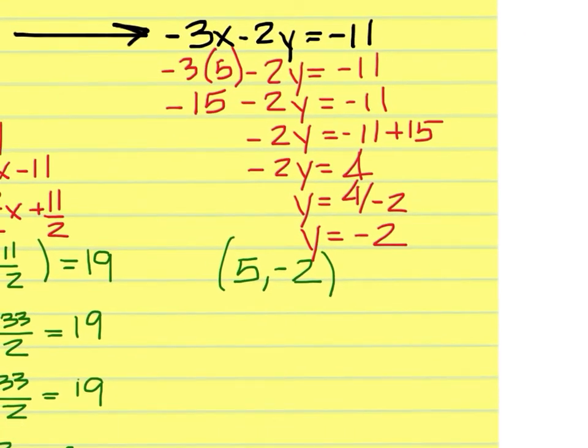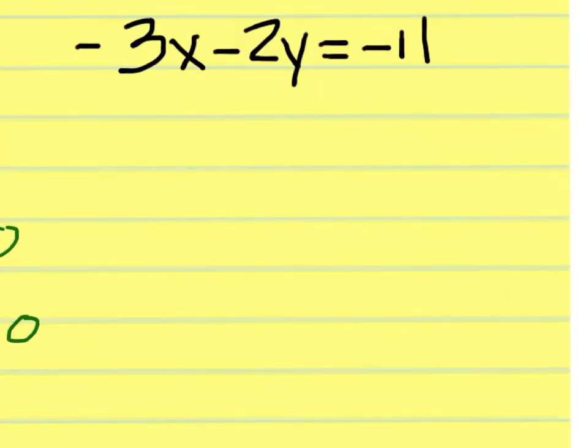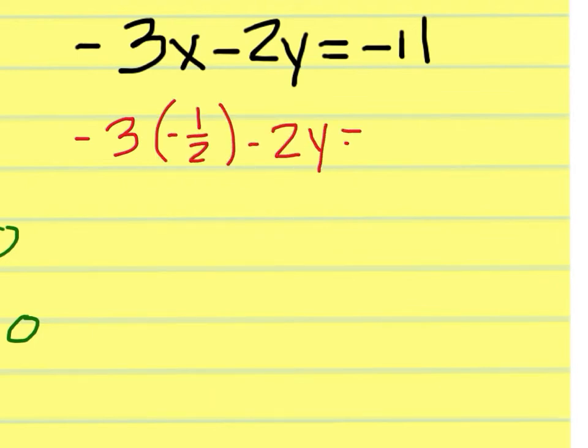And we're going to use that same equation again. Negative 3x minus 2y equals negative 11. And insert the negative half this time. So here's a skip in the video. I forgot what place I had moved it to on the screen. But anyway, we're putting in a negative half for x. And that negative half goes here. We're solving for y. We come out with a positive 3 over 2 minus 2y equals negative 11.